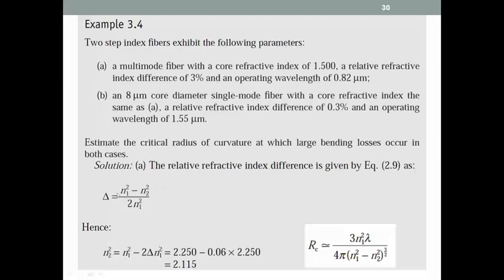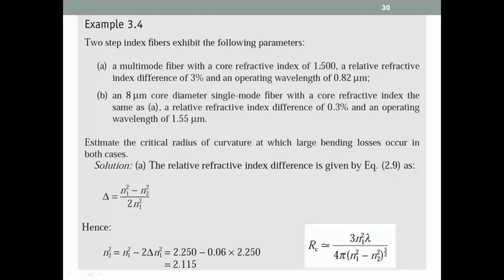Let us calculate. So we need delta. Delta can be calculated by n1 square minus n2 square divided by 2 n1. With the help of delta, which is already given as 3%, substituting that, we will get the cladding refractive index, which is equal to 2.115. So you have the core refractive index, you have lambda, you have n1 and n2. You can calculate the radius of curvature. I have not calculated it here, but you can go ahead and calculate it with direct substitution.